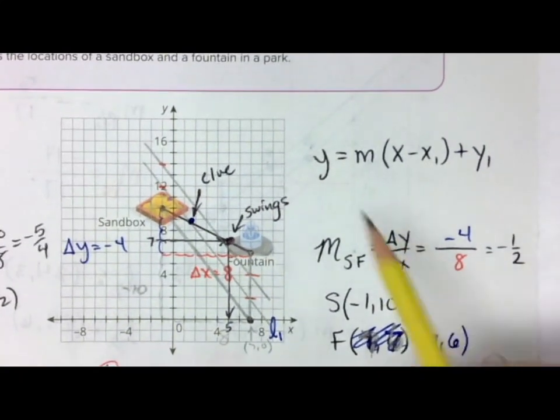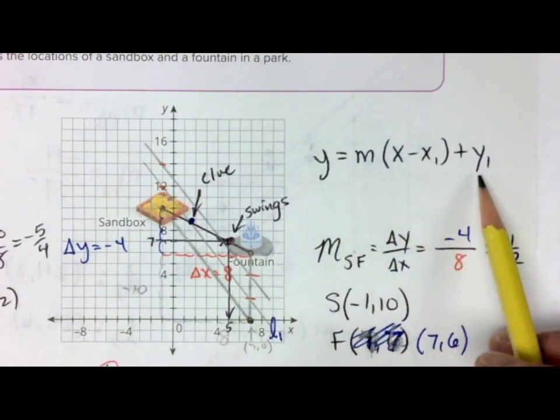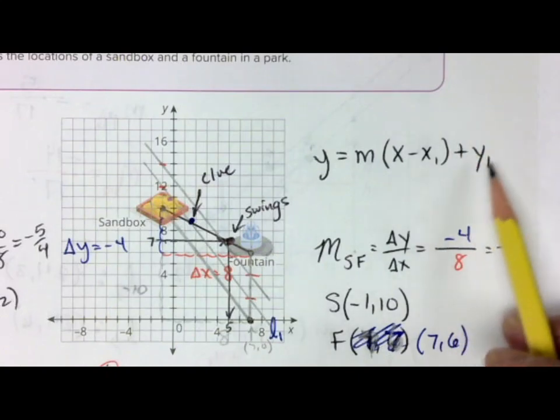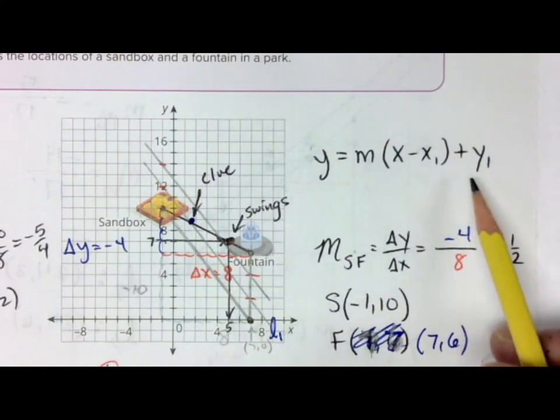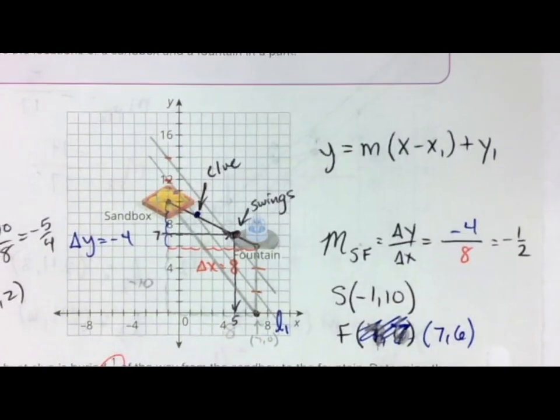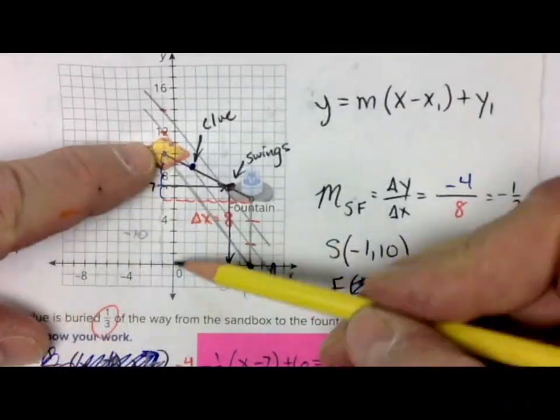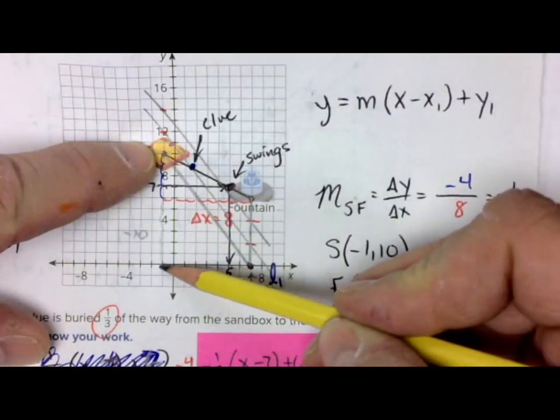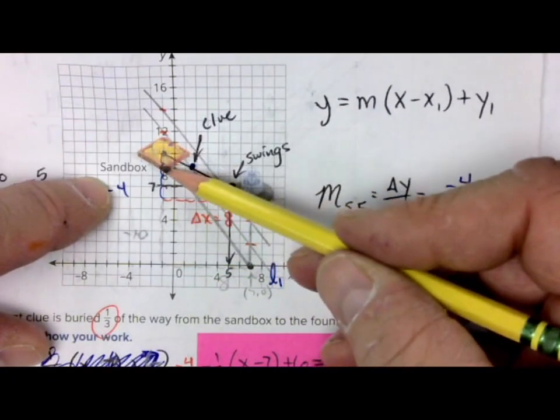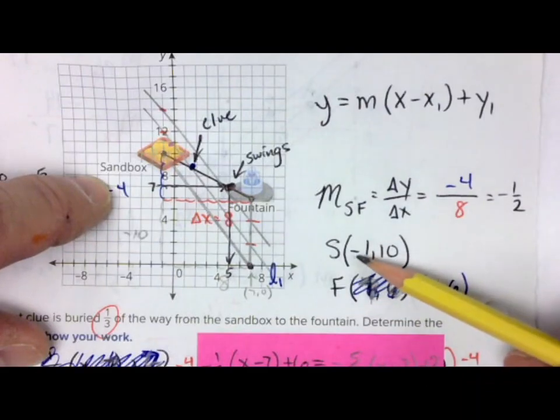Also, in this video, notice that I've got the point-slope formula, but it's a variation of the point-slope formula where I added y1 to both sides. Next, I put the location of the sandbox in coordinate form, which means from 0, 0, it's 1 space to the left and 10 spaces up, at the coordinate -1, 10.